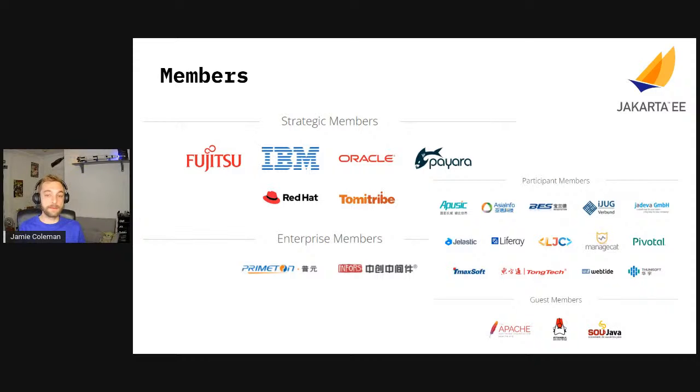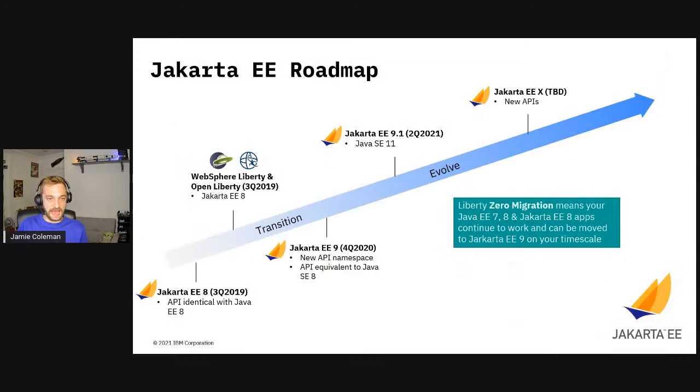So these are some of the members of Jakarta EE. There's quite a few of them. And this is kind of the roadmap. So Jakarta EE kind of came around in the third quarter of 2019. It was given to Eclipse by Oracle into the open source community. And since then, there have been improvements and new versions. And Open Liberty supported Jakarta EE not long after. I think it was like a month or so after, maybe even less from when it was released.